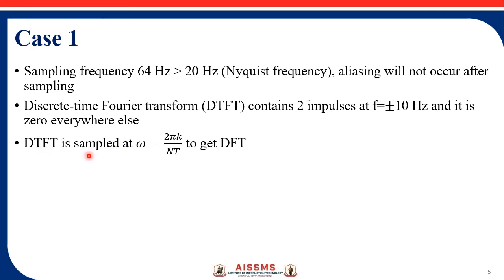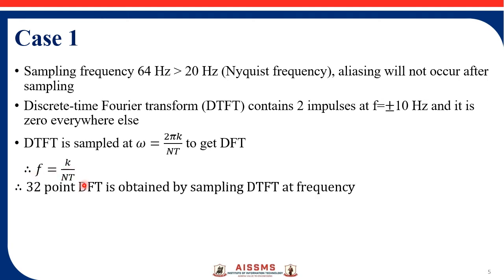So the discrete time Fourier transform, as we know, is a continuous function of frequency. So it is sampled at omega equal to 2 pi k upon NT to get the discrete Fourier transform. So if we expand omega, that is 2 pi f, and simplify this expression, we will get f equal to k upon NT. Therefore, the 32-point DFT is obtained by sampling the DTFT at frequency f equal to k upon NT.